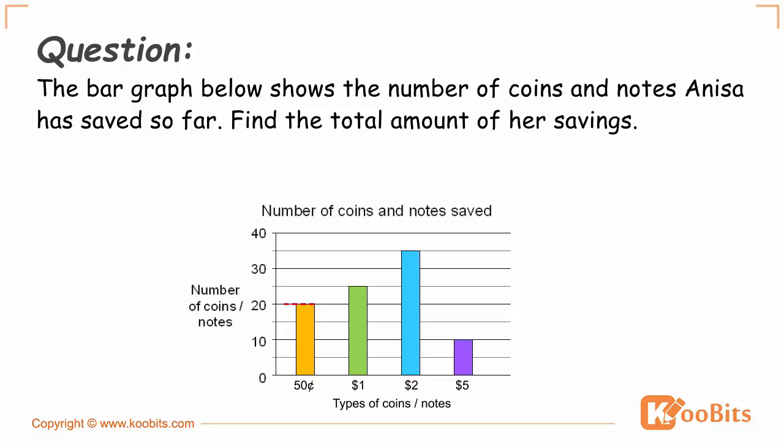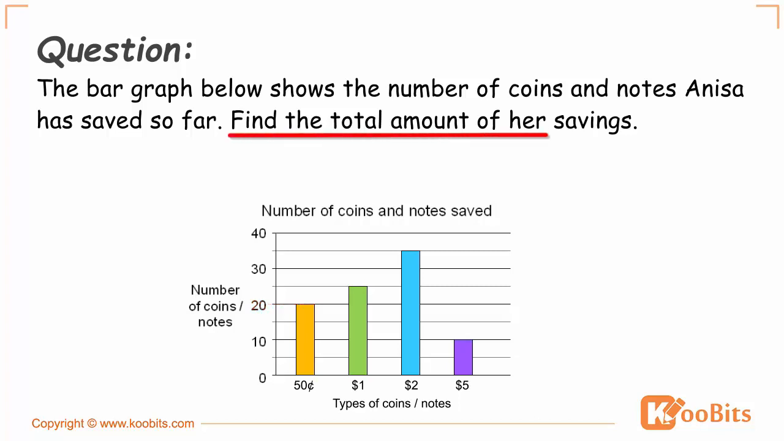Now, have you noticed that the bars have different heights? The height of each bar represents the number of notes or coins. For example, can you see that the height of the orange bar lies at the value of 20? This means that Anissa has saved 20 50-cent coins.